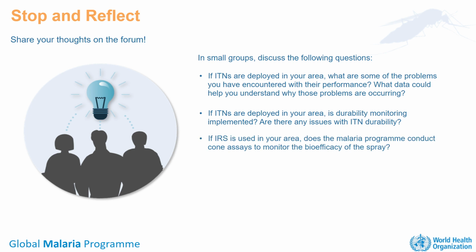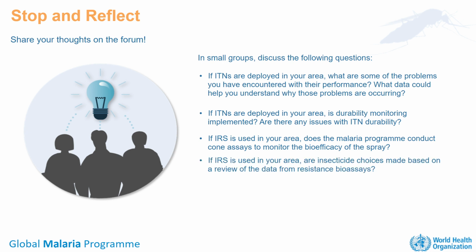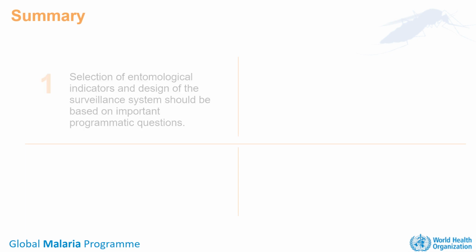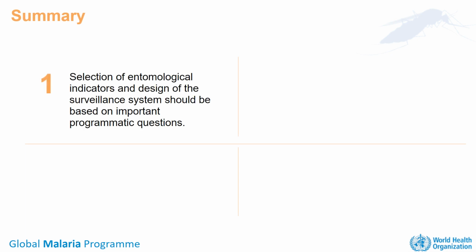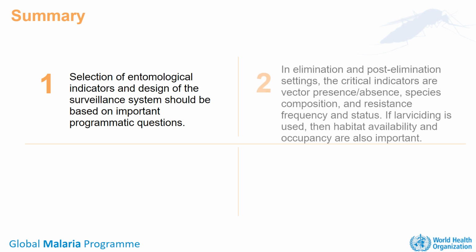If IRS is used in your area, does the malaria program conduct cone assays to monitor the bioefficacy of the spray? If IRS is used in your area, are insecticidal choices made based on a review of the data from resistance bioassays? In summary, 1. Selection of entomological indicators and design of the surveillance system should be based on important programmatic questions. 2. In elimination and post-elimination settings, the critical indicators are vector presence and absence, species composition, and resistance frequency and status. If larviciding is used, then habitat availability and occupancy are also important.